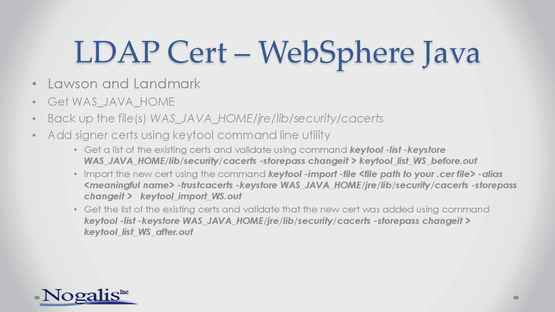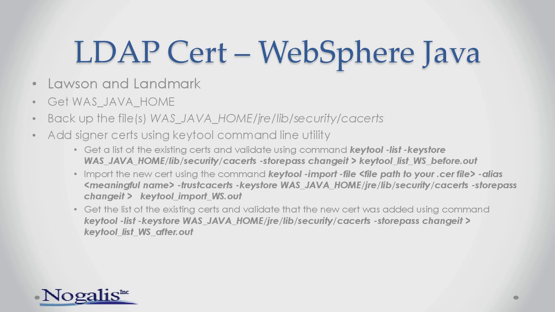The first thing that I like to do is use the keytool. This is just a command line utility, so you just open up a command line in administrator mode and run this utility. And the first thing I like to do is list out what is in the CA certs file into a before file. That way I can compare what it looks like before, and then I list it out again at the end so that I can make sure that the certificate was actually added. So that's my first step.